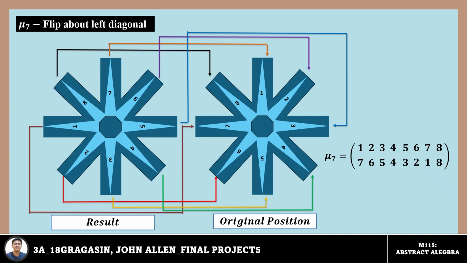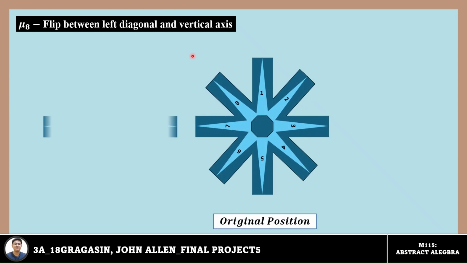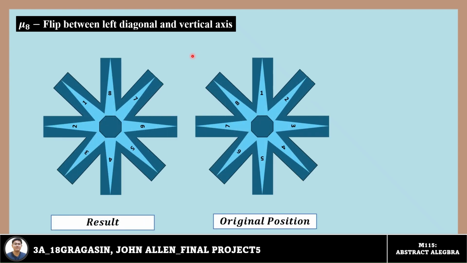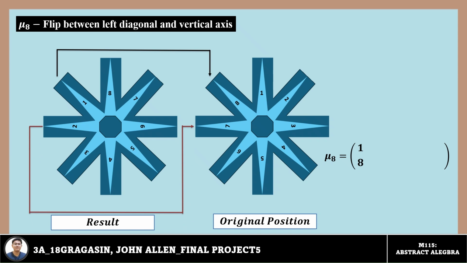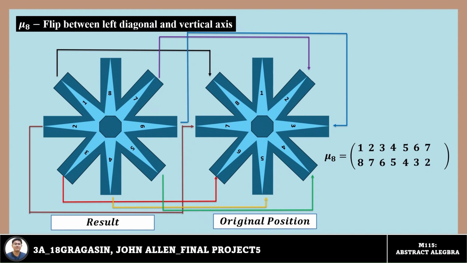And then lastly, for our mu sub 8, flip between left diagonal and vertical axis. So we have here the original position, and we have here the result. So we have here the mu sub 8: 1 is to 8, 2 is to 7, 3 is to 6, 4 is to 5, 5 is to 4, 6 is to 3, 7 is to 2, and lastly, 8 is to 1.